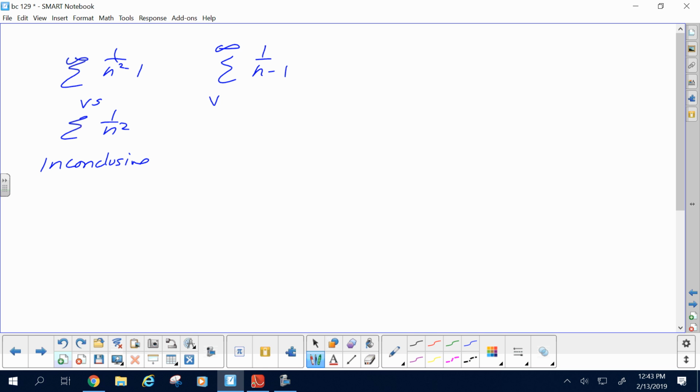1/(n - 1), did you compare it to the harmonic 1/n? Yes. And was it conclusive or not? Conclusive. And what did it conclude? Diverge.